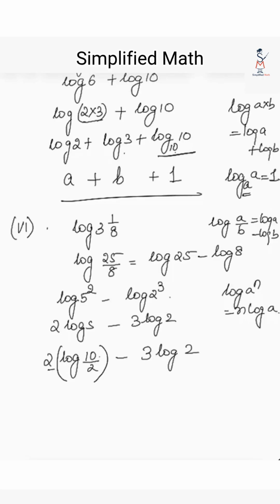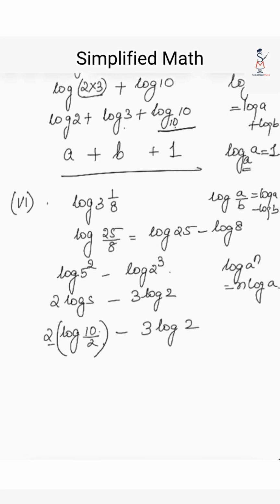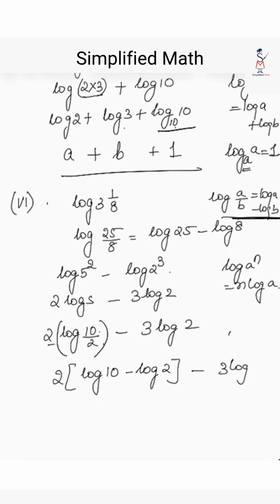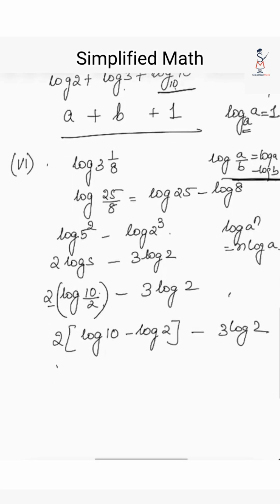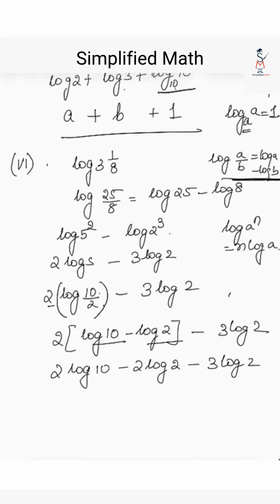This 2 is on both 10 and 2. Remember this always. So again, here we have seen this rule, log a by b is log a minus log b. So 2 तो common है and this will become log 10 minus log 2 and minus 3 log 2 as it is. So now this is 2 log 10 minus 2 log 2 minus 3 log 2. This 2 is multiplied with both log 10 and log 2.